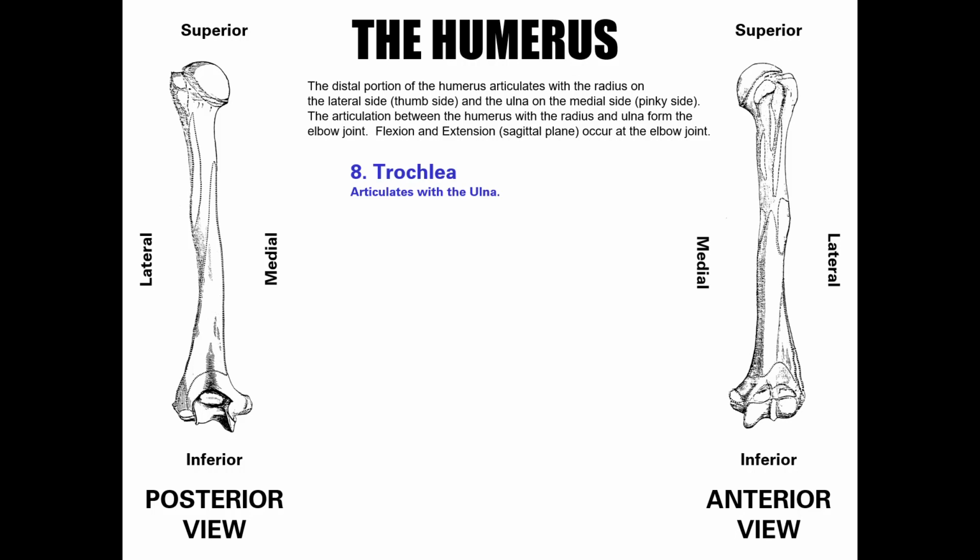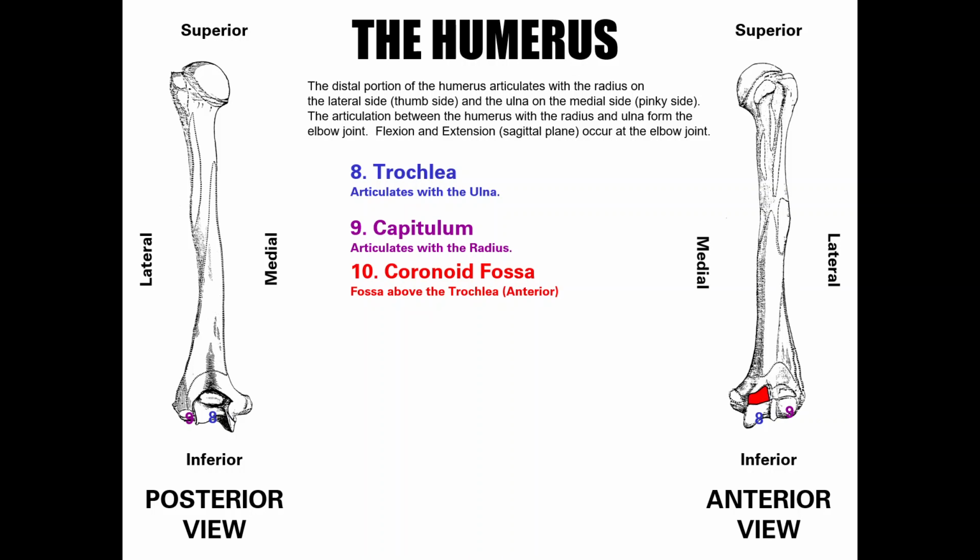So the distal portion of the humerus articulates with the radius on the lateral side, or the thumb side, and the ulna on the medial, or pinky side. The articulation between the humerus and both the radius and ulna forms the elbow joint, a hinge joint, which results in flexion and extension in the sagittal plane. So we have the trochlea, which articulates with the ulna, and that is shown as number 8. And then the capitulum, which is kind of a round ball, and that articulates with the radius, and that's number 9.